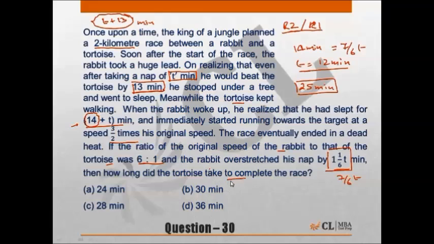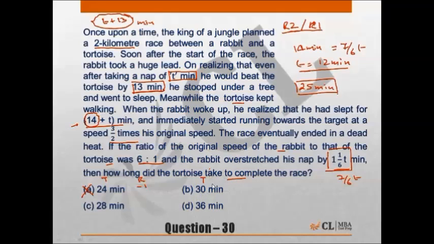Let's check out. Choice A is incorrect because the rabbit would have beaten him by 25 minutes. That means in this particular case, if this is the time taken by the tortoise to finish the race, the rabbit would have finished the race in -1 minutes, which is not possible. Similarly, look at choice B, C and D.